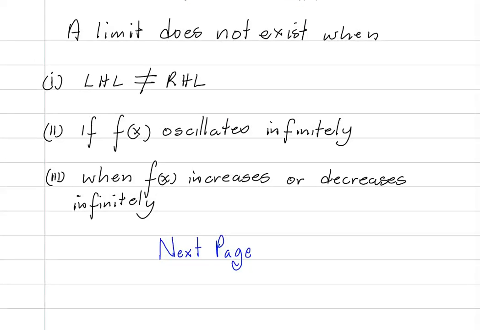A limit does not exist when the left hand limit and the right hand limit are not equal. And if f of x oscillates infinitely, a limit does not exist. A limit does not exist when f of x increases or decreases infinitely. All right. If f of x increases or decreases infinitely, the limit does not exist.